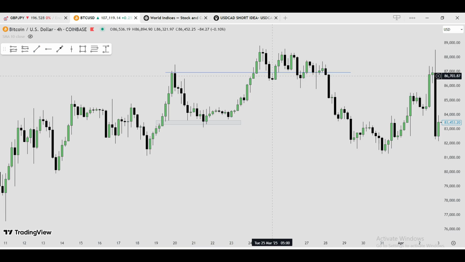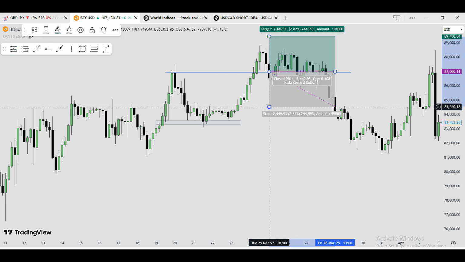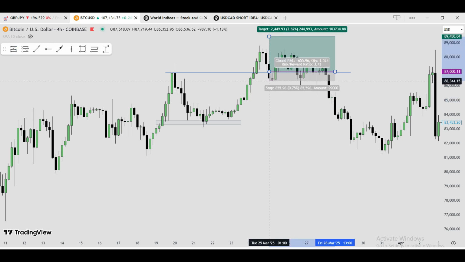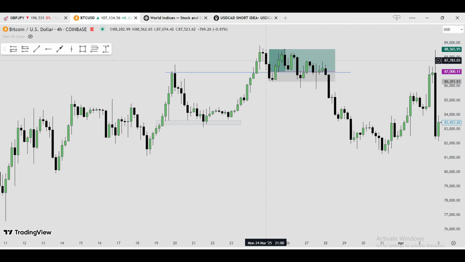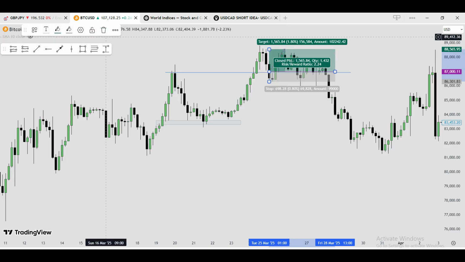Okay, this bearish candle high was broken by this candle. I'll have taken a buy entry right here, and my stop loss will have been below this low. Okay, and it will have been a good profitable trade for me as well.